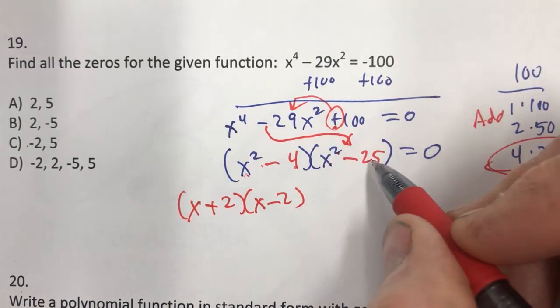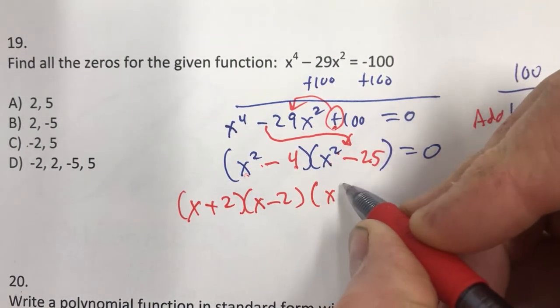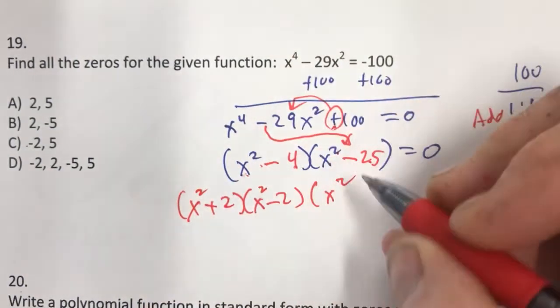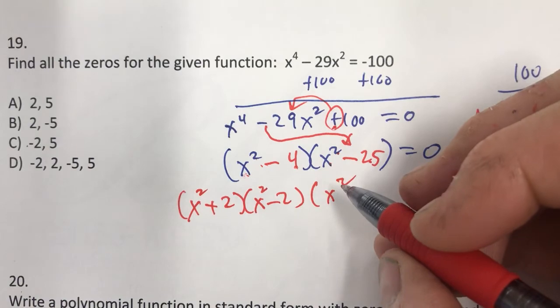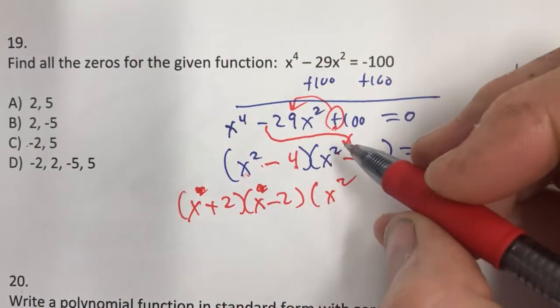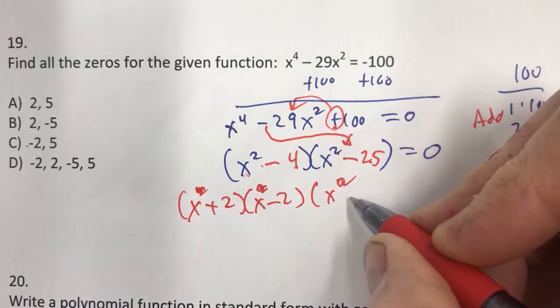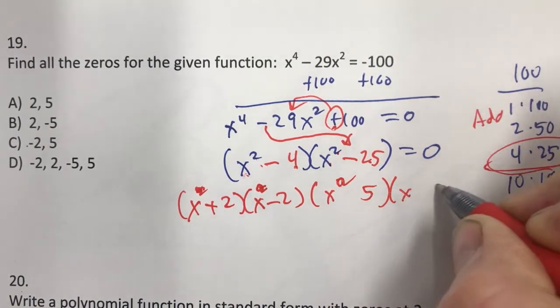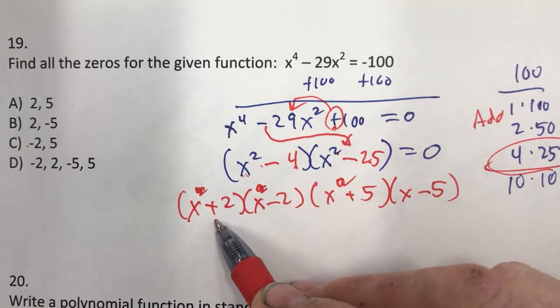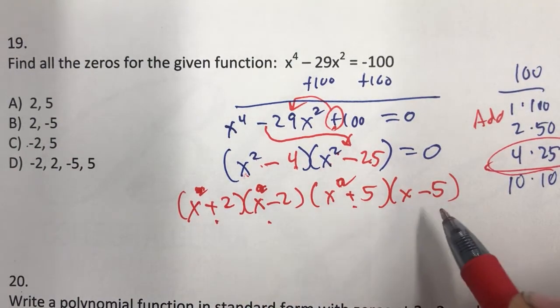This is x squared, this is 5 squared. So these are x squareds here. Oh, no, they're not. So this is x and 5, x and 5, one's plus and one's minus. So we have negative 2 and 2, negative 5 and 5, which is D.